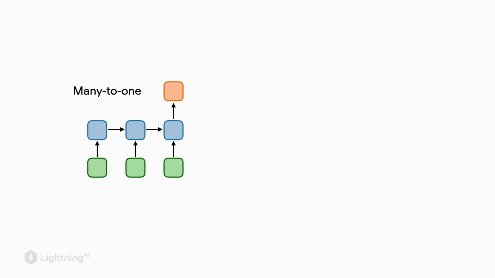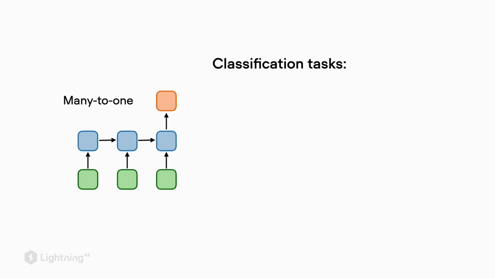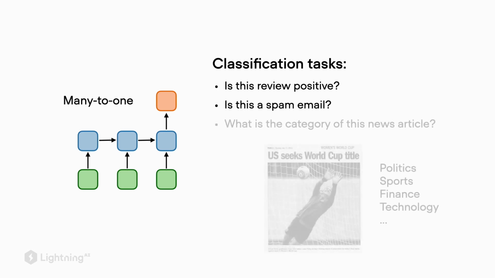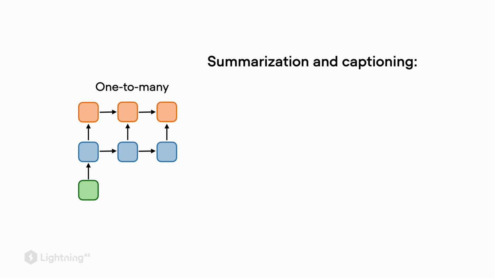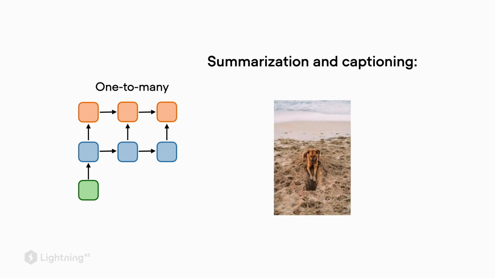The many-to-one approach is usually used for classification tasks. For example, a classification task might be, is this a positive movie review or not? Or is this email spam or not? Or what's the category of this particular news article? So here the idea is that we have many inputs, the different words in the sentence, and one output, the class label.